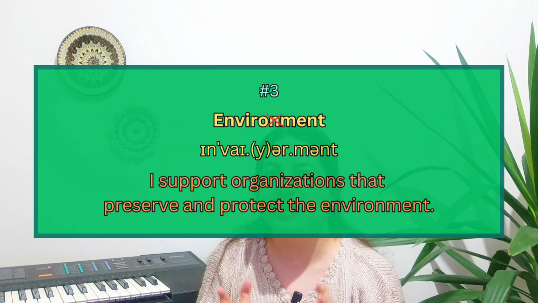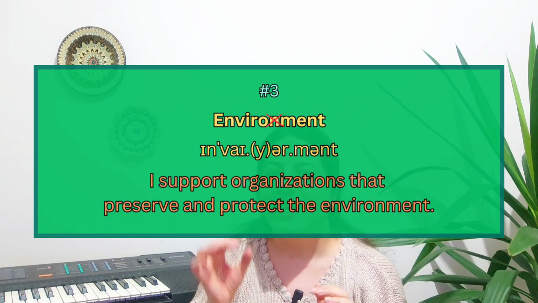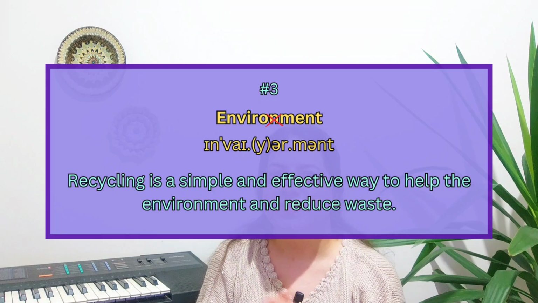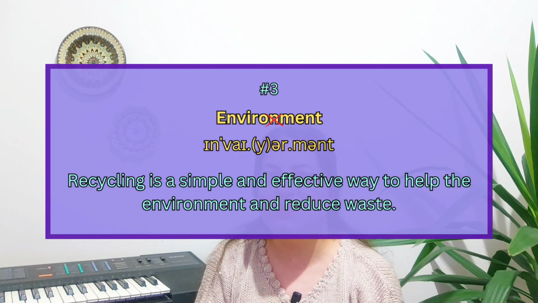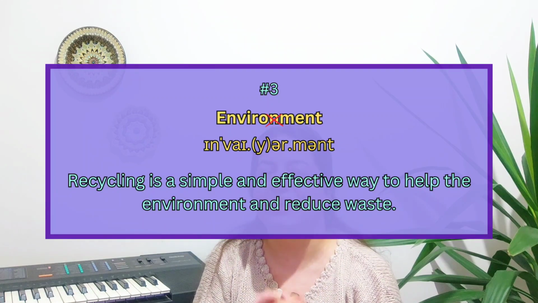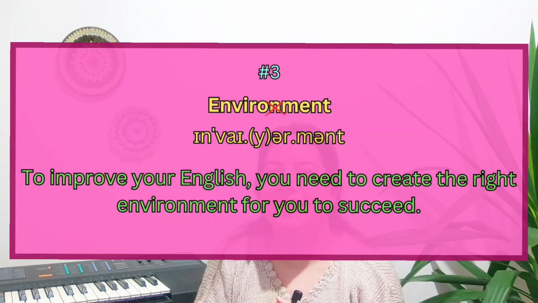And let's practice it in sentences. I'm gonna use the third pronunciation. I support organizations that preserve and protect the environment. Recycling is a simple and effective way to help the environment and reduce waste. To improve your English, you need to create the right environment for you to succeed.